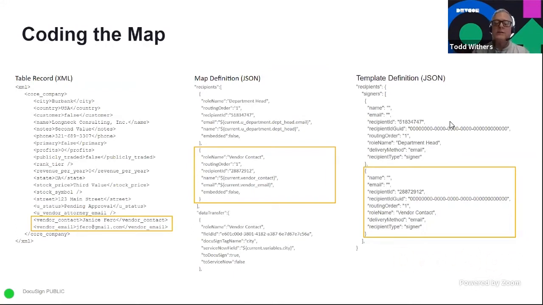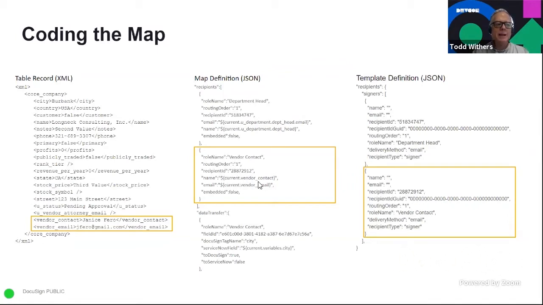So for developers, a DocuSign template looks like this big JSON object with a whole bunch of settings. And there are API calls that you can make to retrieve that JSON so you can take a look at it. And that's what we've done in this case. So you can see how the recipient ID from the template is here in the map, right? That's the connection between the map and the template.